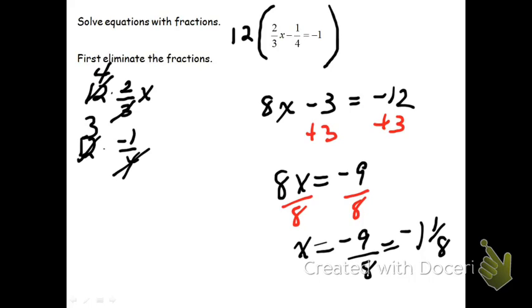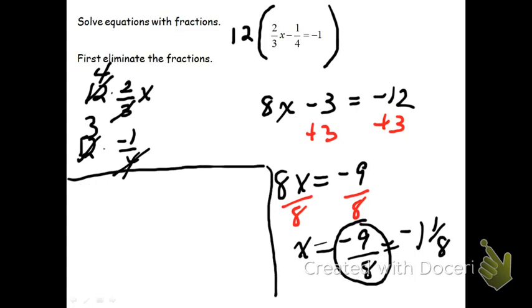Okay. All right, so checking. For checking purposes, I'm going to go back and use my improper fraction, negative 9/8, because I want to multiply it here. So let's cordon off an area here. So I have 2/3 times negative 9/8. Take away 1/4, is that equal to negative 1?